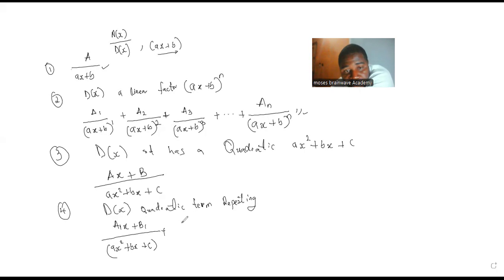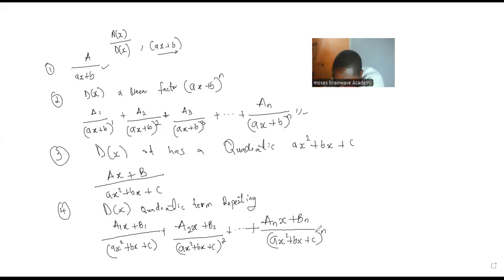Then plus you're going to have, if this is the second one, a2 of x plus b2 upon ax squared plus bx plus c. This will now be raised to power 2, until you get to the last term, right? So the last term should look like an of x plus bn, then upon ax squared plus bx plus c. This is going to be the last term. So these are the cases you have.